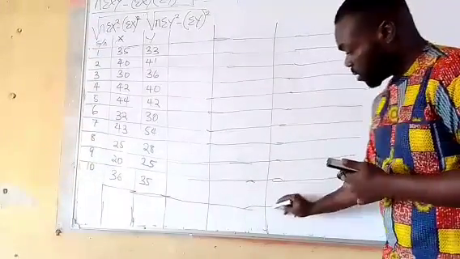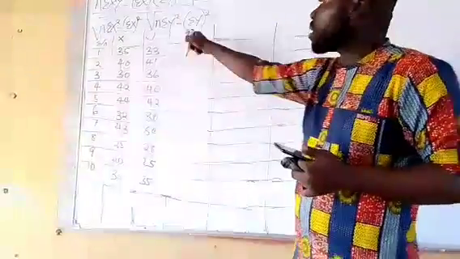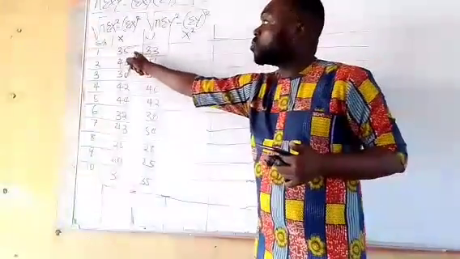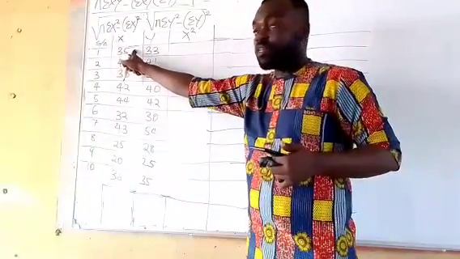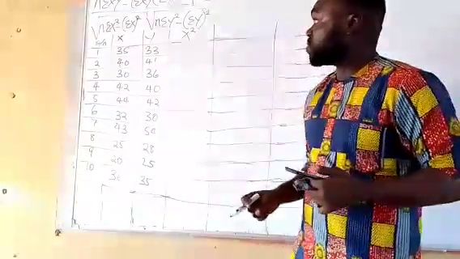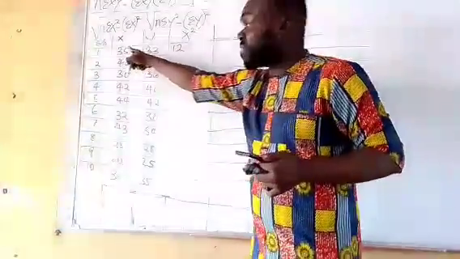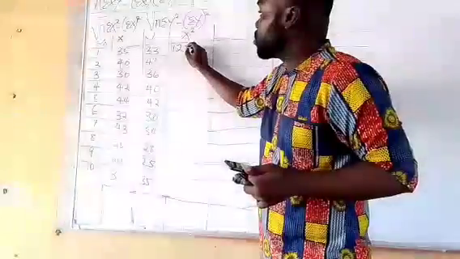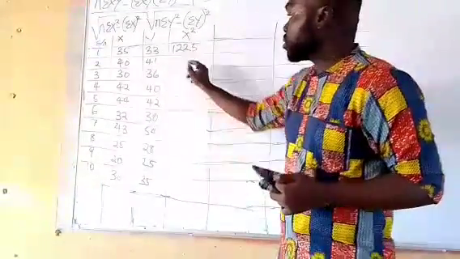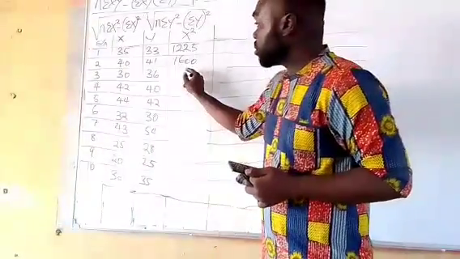So let's multiply the x values now. Watch the formula. What am I writing here? X squared. First of all, multiply x by itself. So 35 times 35 is what? 1225. 40 times 40, 1600. 30 times 30, 900.